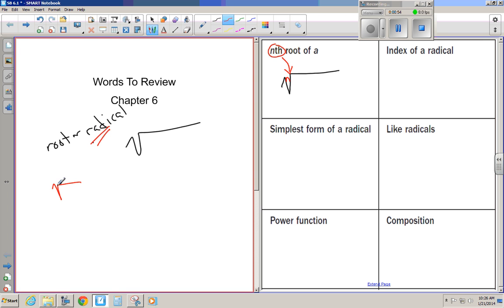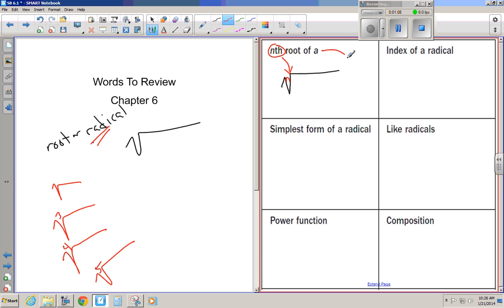This would be the second root. This would be the third root, or the fourth root, or the fifth root. And then a is what is inside. It is the radicand. So the index of a radical, or of a root, is the n value. So n equals the index.